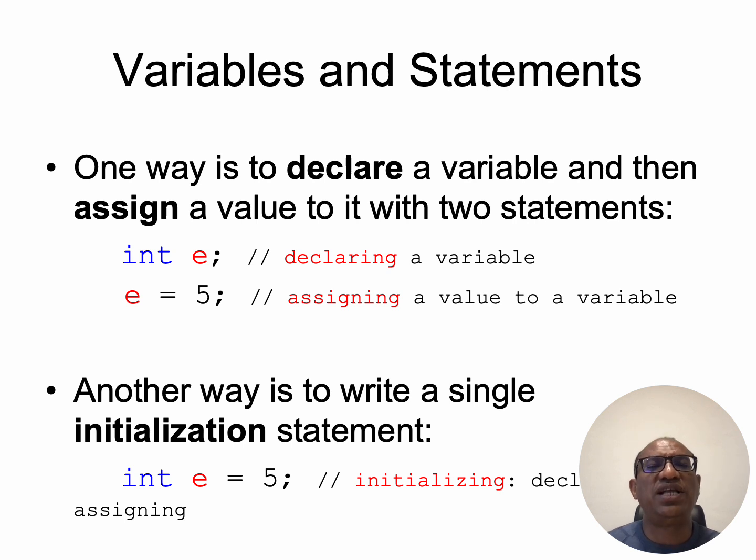There are two ways to initialize a variable in Java. The first one is to declare first, then assign a value later. The second one is to declare and assign in one step. The second method is preferred because it's more efficient and reduces errors.